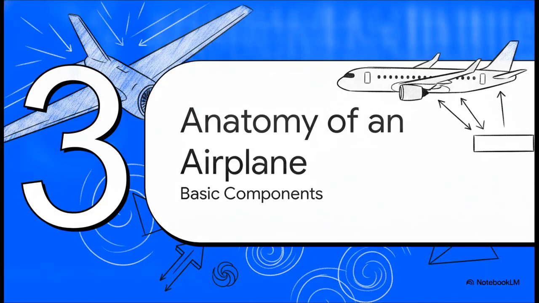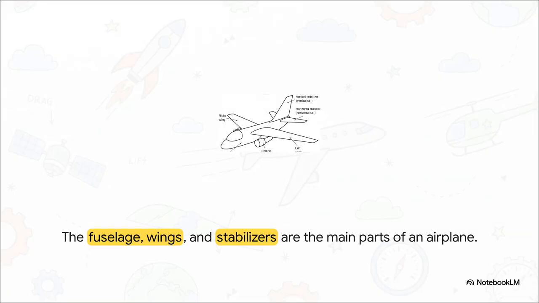Moving on to section 3, anatomy of an airplane. Now that we've got the math and our invisible medium defined, let's look at the tangible machine itself. Spatially, an airplane is built around a few core physical tasks. Right in the center, you have the fuselage. The word actually comes from French, essentially meaning spindle.